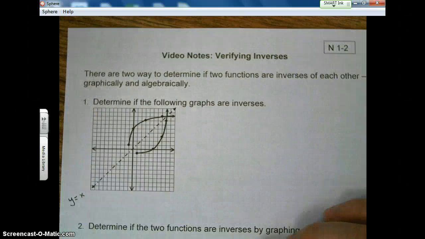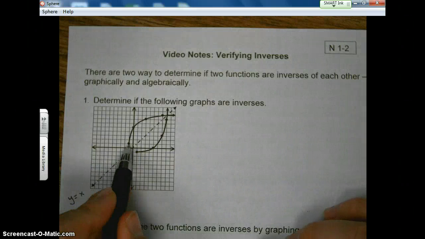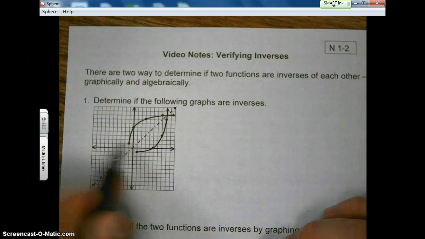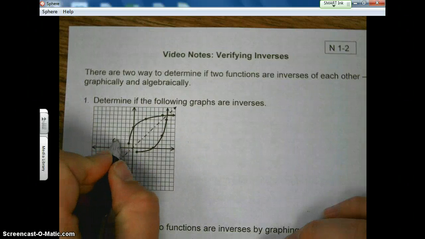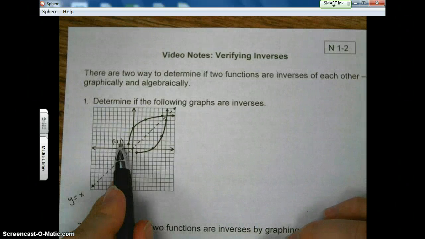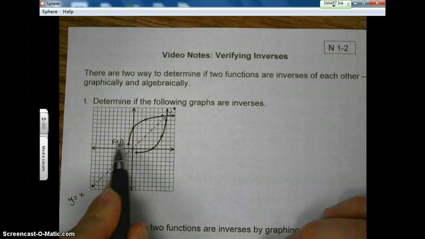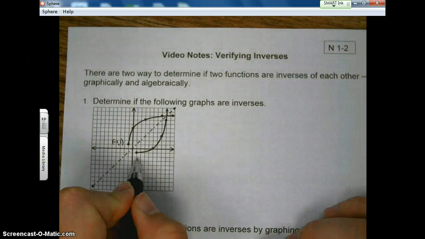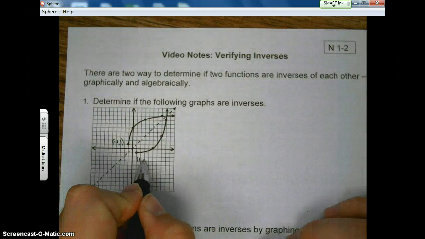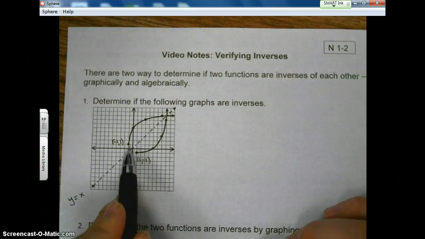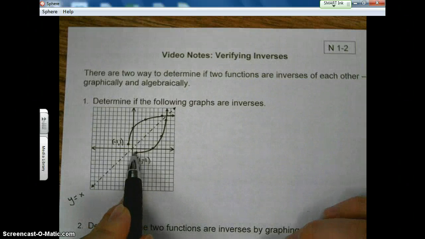So to make sure, if we look at this point here, it is at (-1, 1). Now, remember we switched the x and the y, so if we switch the x and the y, we get (1, -1). So if we do (1, -1), it lands right on top of that point. So these two points are definitely inverses of each other.